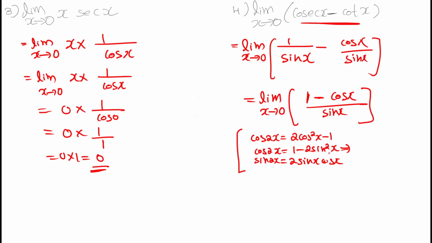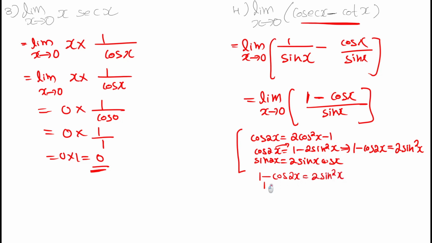So I will take this formula: cos 2x equal to 1 minus 2 sine square x. See, I want 1 minus cos x. For that, first I will write 1 minus cos 2x. Taking cos 2x to the right hand side, then minus 2 sine square x will come to the left hand side. It will become plus 2 sine square x. This is one formula. And sine 2x equal to 2 sine x into cos x. So we can rewrite it as 1 minus cos 2x is equal to 2 sine square x.